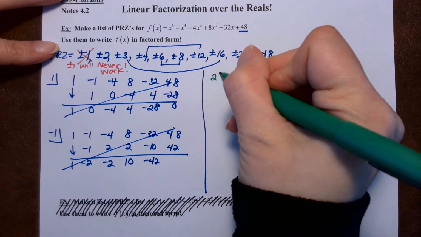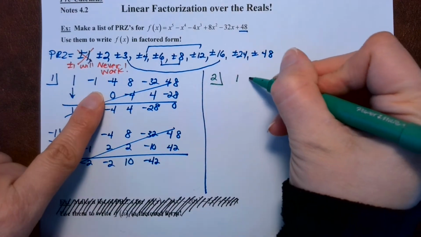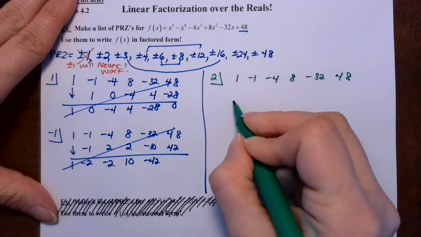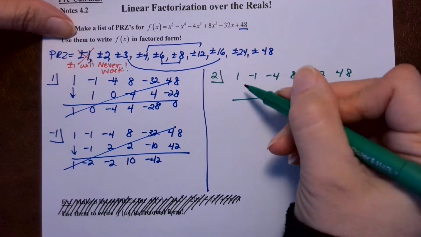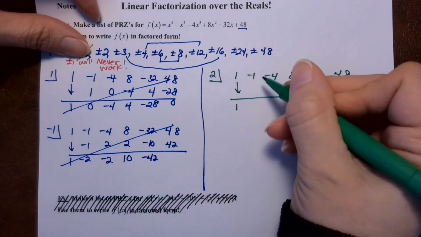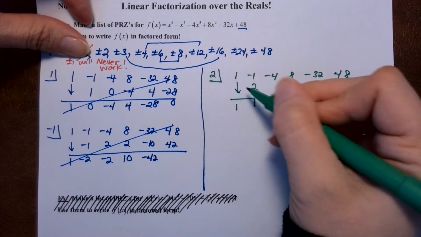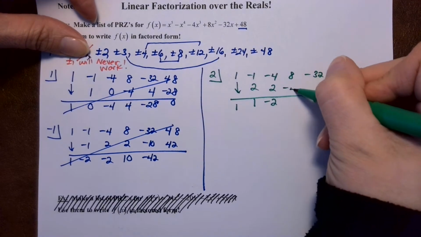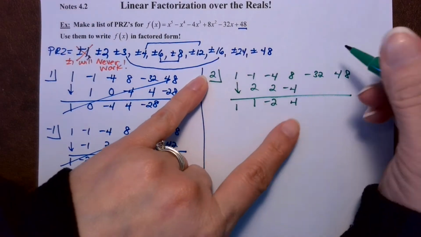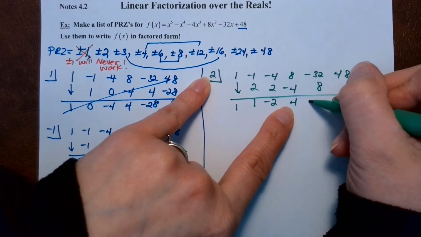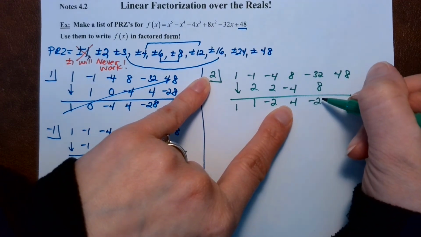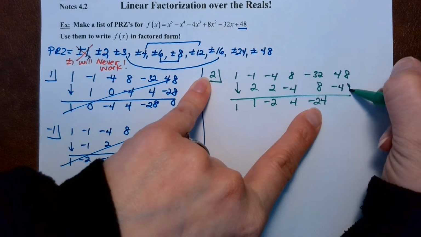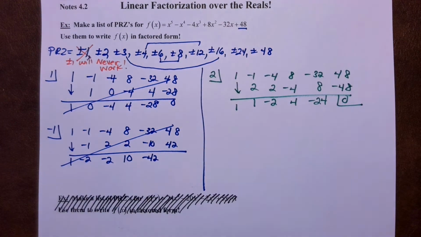Let's try positive 2. 1, negative 4, 8, negative 32, and 48 are the coefficients. Let's begin our test. Drop down the 1. 2 times 1 is 2. Add them together. 2 times 1 is 2. Add them together. Negative times positive is negative 4. I get a 4. 4 times 2 is 8. 8 subtracted from 32 is going to be 24. Ooh, a positive times a negative makes negative 48. Winner, winner. Okay, we found one.